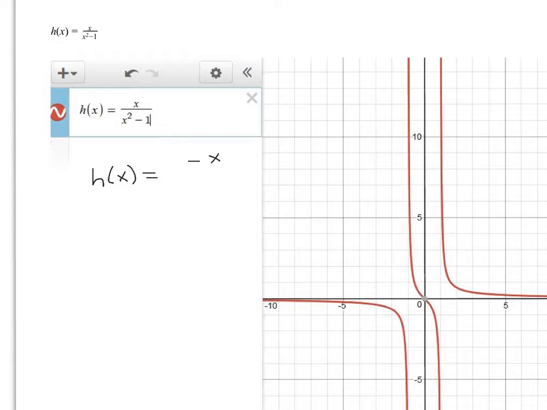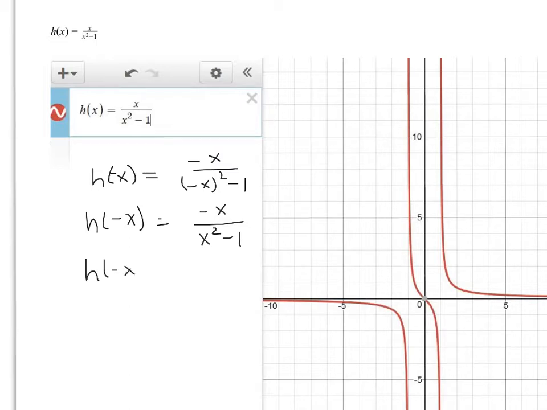So I plug in negative x to the top, I plug in negative x to the bottom, everywhere there's an x. So I'm plugging in h of negative x. So this h of negative x is going to leave me with negative x over x squared minus 1. Same idea, that becomes positive on the bottom. Well, now if I just factor that negative x out on the top, because there's just one left, I could rewrite this whole thing as negative x over x squared minus 1. So now it is the exact opposite of h of x. So since it's the exact opposite of h of x, we call this an odd function.